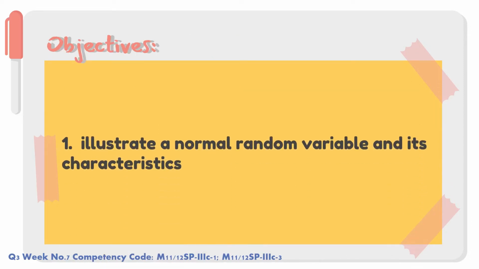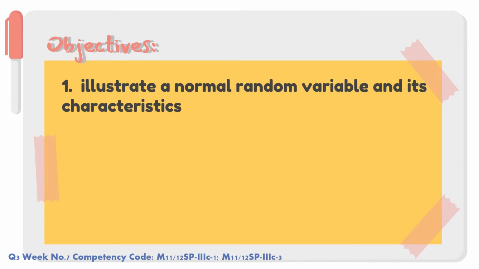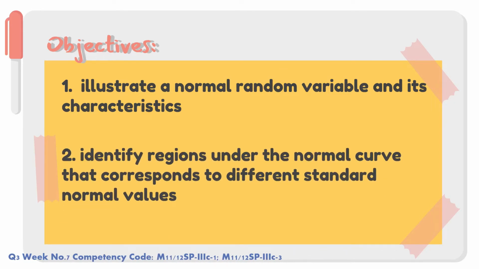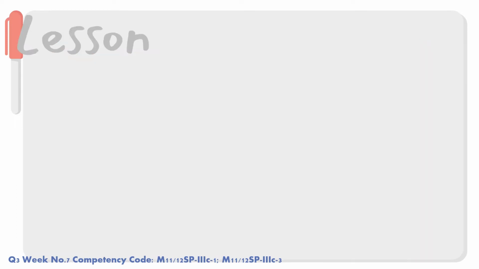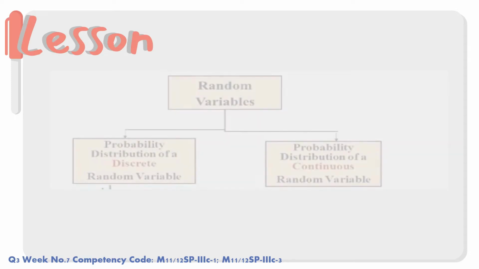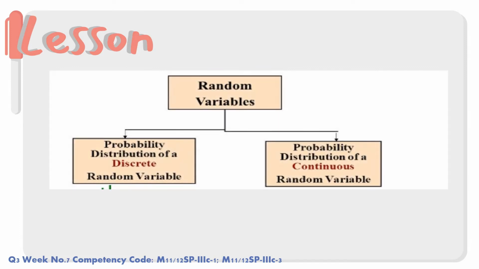After this video, you will be able to illustrate a normal random variable and its characteristics, and identify regions under the normal curve that corresponds to different standard normal values. From our past lessons, we studied about random variables. Random variables are very important in statistics and probability. The probability distribution of a random variable can be discrete or continuous. The discrete random variable is one which takes distinct values.